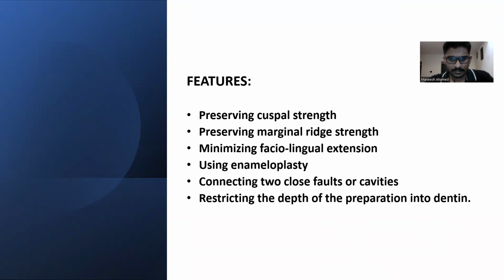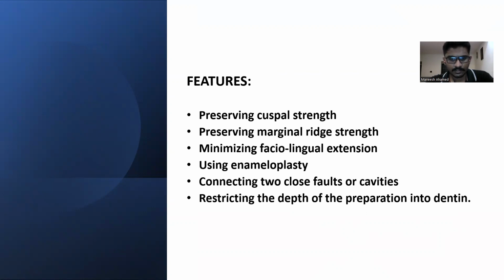In some situations, when the caries is so extensive, we cannot extend the cavity so much into the pits and fissures. So what we do is just widen these pits and fissures so that these areas become self-cleansing. This is known as enameloplasty. Next, connecting two close faults or cavities. Suppose two faults are separated by a distance of less than 0.5 millimeter. These two points are connected, restricting the depth of the preparation into the dentine.